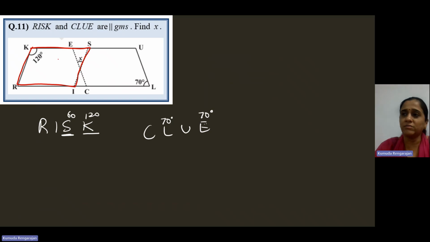So in this parallelogram RISK, angle K plus angle S is equal to 180. Adjacent angles are supplementary. So we get 60 here. And then in the parallelogram CLUE, E is equal to 70 because opposite angle. Yeah, angle L is equal to angle E. Opposite angles are equal. Now in this triangle, x plus 60 plus 70 is equal to 180. So x is equal to 50.